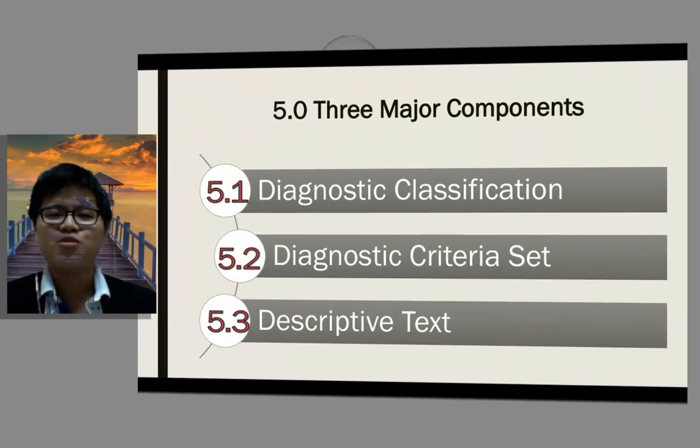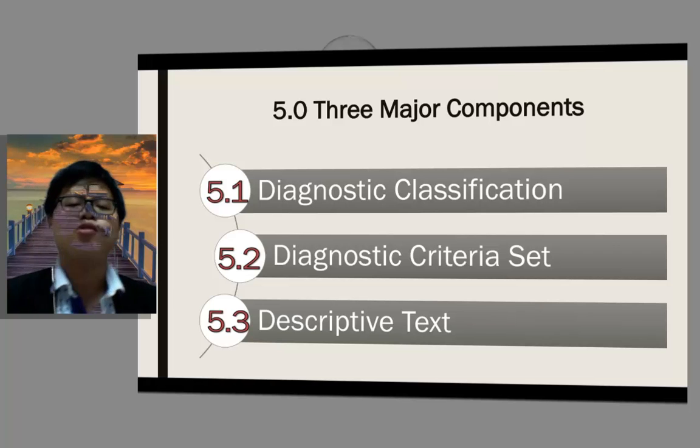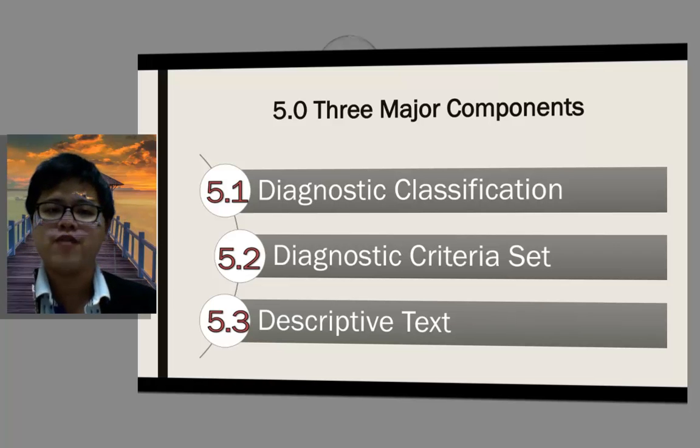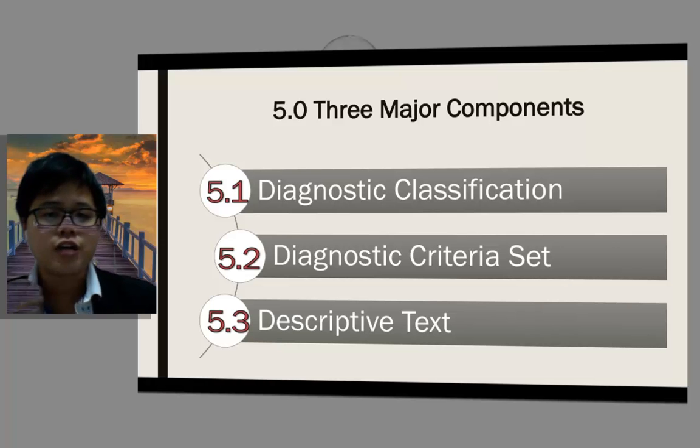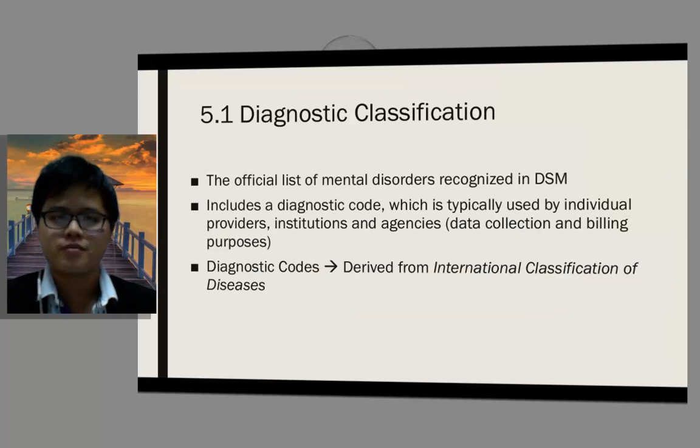Hello, welcome back to part 2 of how to use DSM-5 video. And now we are going to look at the three major components of DSM-5. The three major components of DSM-5 are the diagnostic classification, diagnostic criteria set, and also the descriptive text.